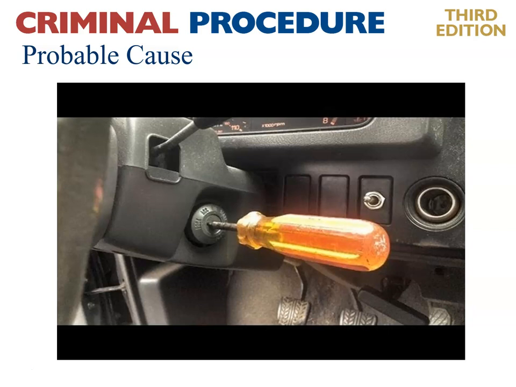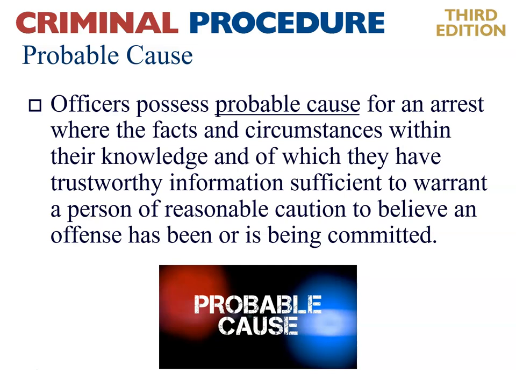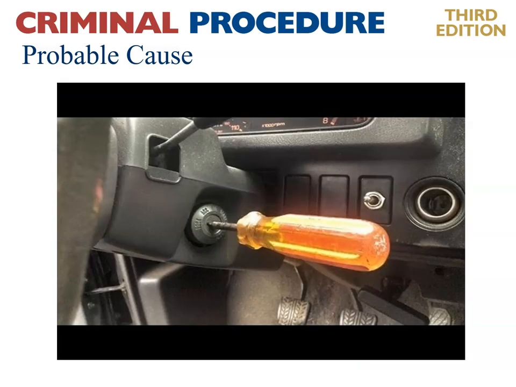So we always talk about reasonableness and whether you believe that a crime has occurred or is occurring based on the totality of circumstances. And when you go back to the definition, facts and circumstances sufficient to warrant a reasonable person. So here we have a vehicle, and in the vehicle's ignition is a screwdriver. When we talk about reasonableness, we all know that typically there should be a key inside of that ignition instead of a screwdriver.